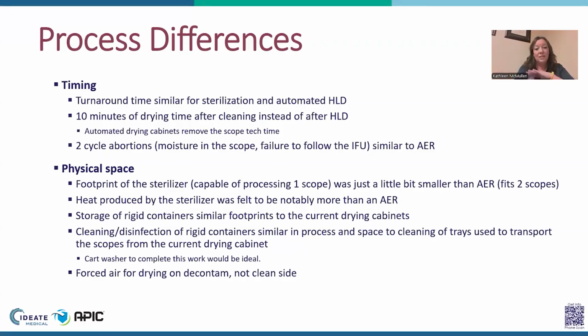So it was an additional 10 minutes of time that our techs had to be engaged in the process, but didn't add any change in turnaround time overall for the process. When we think about timing, we do worry about having to redo. Within this study, we did suffer 2 cycle abortions where we had to restart the sterilization cycle, one due to excess moisture in the scope and one due to our failure to follow the IFUs. That was felt to be similar to the restops and restarts that we see with our current AERs.